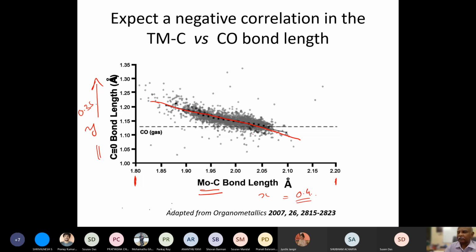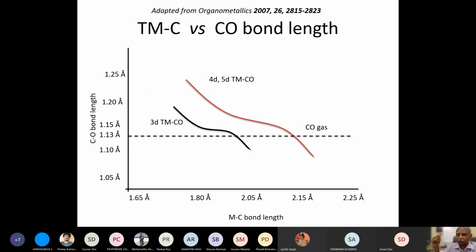But you see that there is a nice relationship between the two, just as you would expect. So what we are saying is not an isolated phenomenon. It's not just valuable for, say, 6 metal carbonyl compounds. It is valuable whenever there is a metal carbonyl compound. This inverse relationship is holding good. You should expect a reasonable inverse relationship.